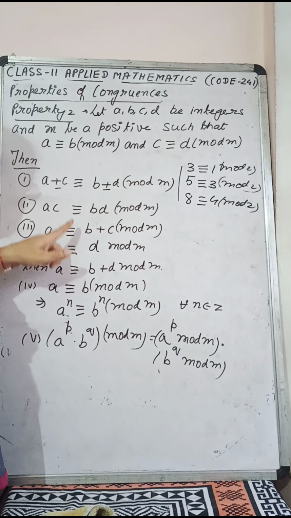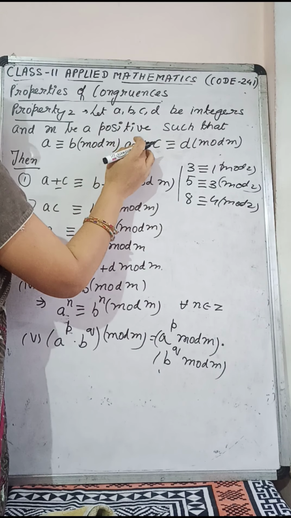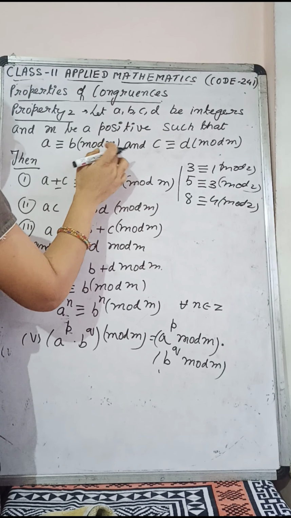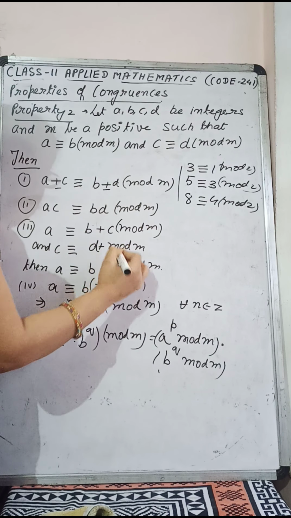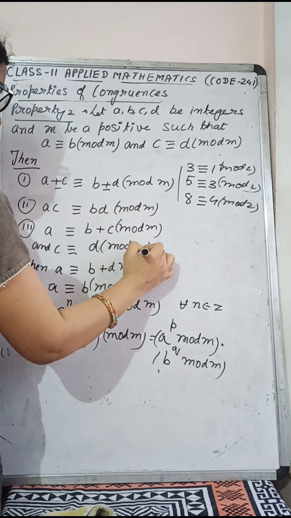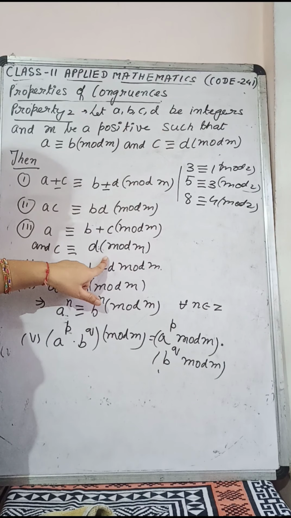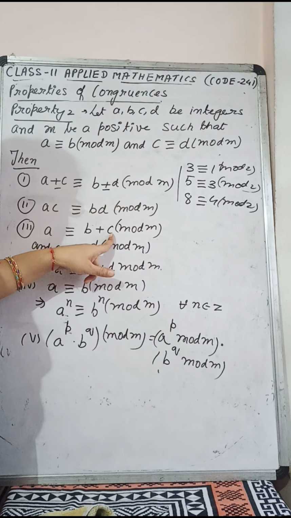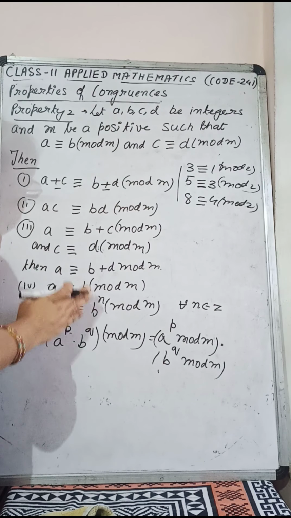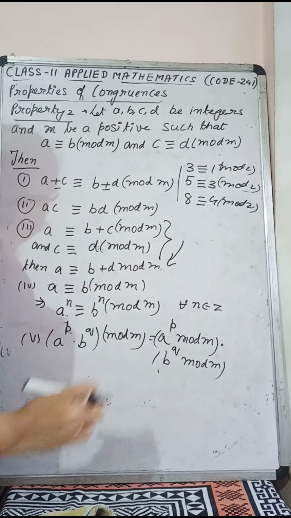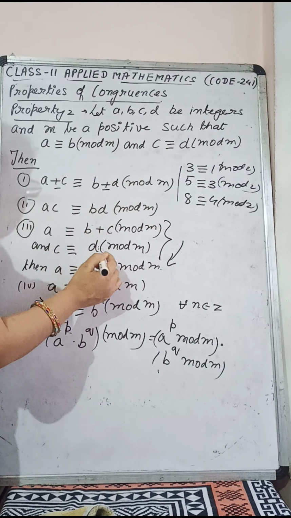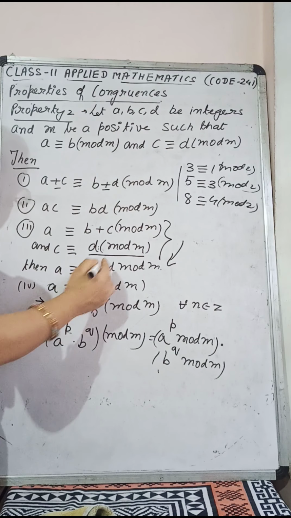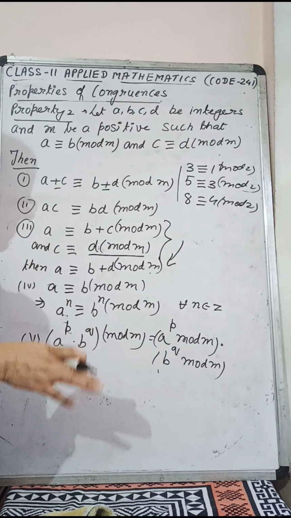Now next is, if A is congruent to B modulo M and C is congruent to D modulo M, then A will be congruent to B plus C modulo M, and C is congruent to D modulo M. The same thing I have written over here: A is congruent to B plus C modulo M and this C is congruent to D modulo M. Then we can write with the help of these two that A is congruent to B plus D modulo M. Means in place of this C, we can write this D modulo M. I think you understand. Okay, verify this with the help of an example, it will help you.